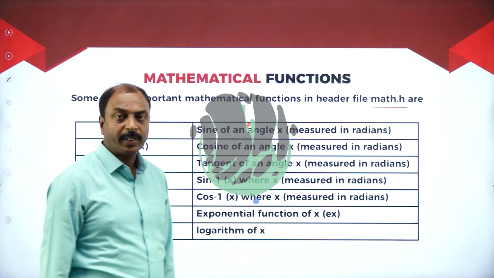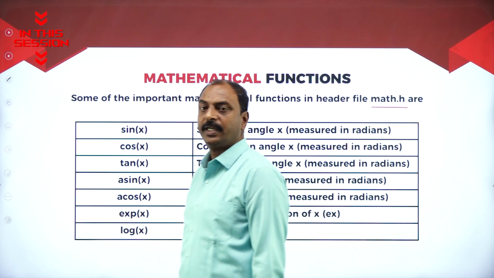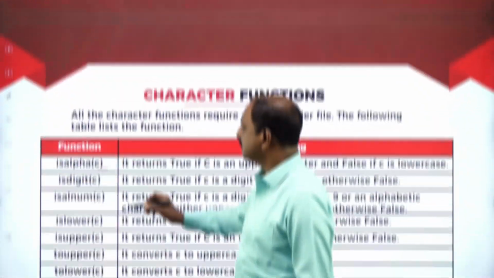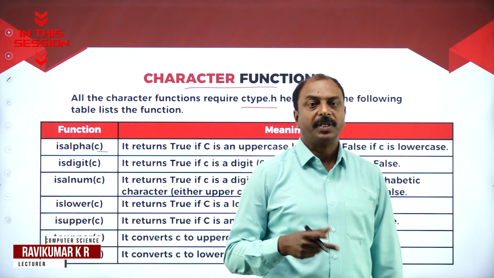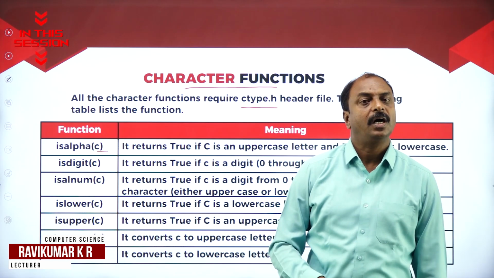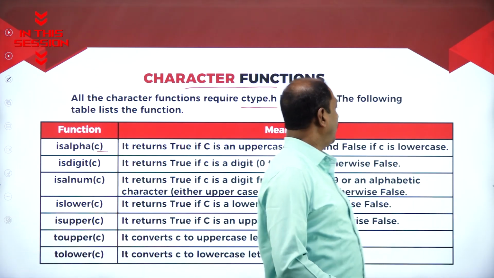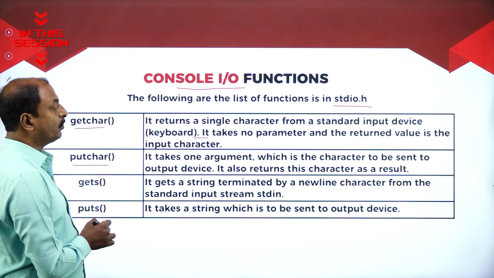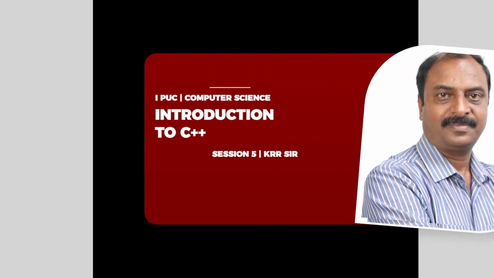Whenever you would like to make use of any of the mathematical functions, we have to include the header file math.h, #include math.h. isalnum checks whether the input character, whether uppercase or lowercase, is alphanumeric, and it returns the value either true or false. putchar takes one argument, the character to be sent to the output device.